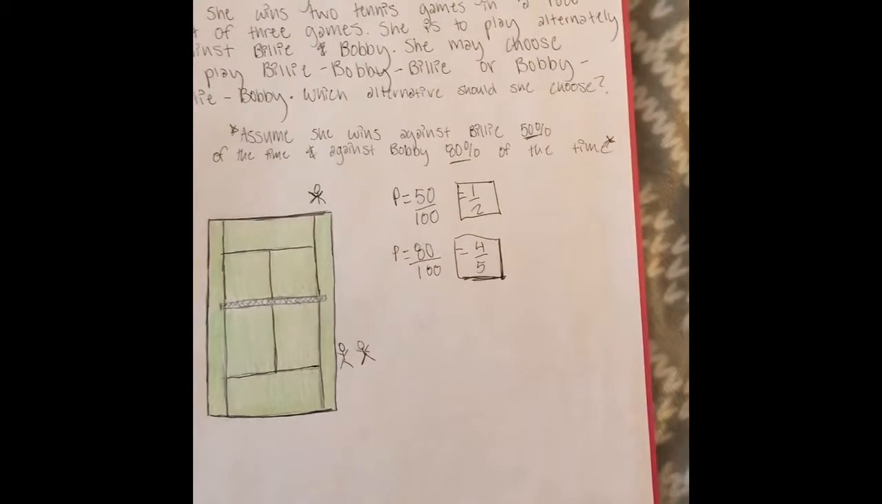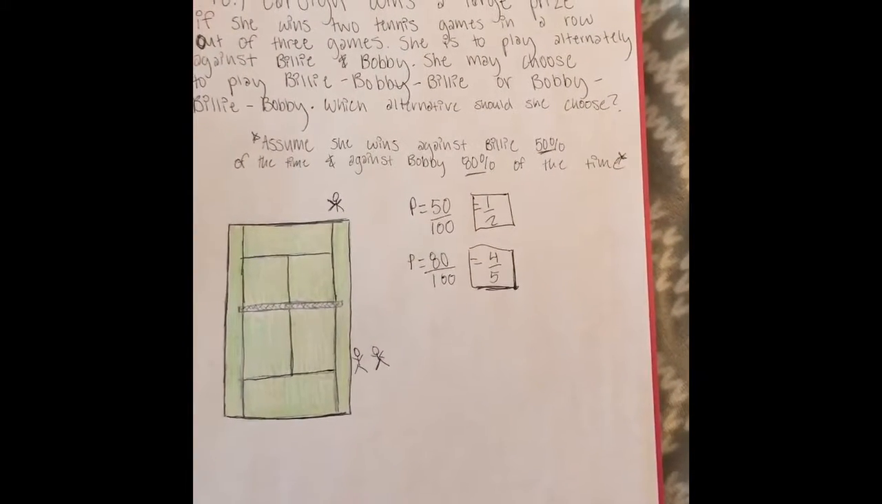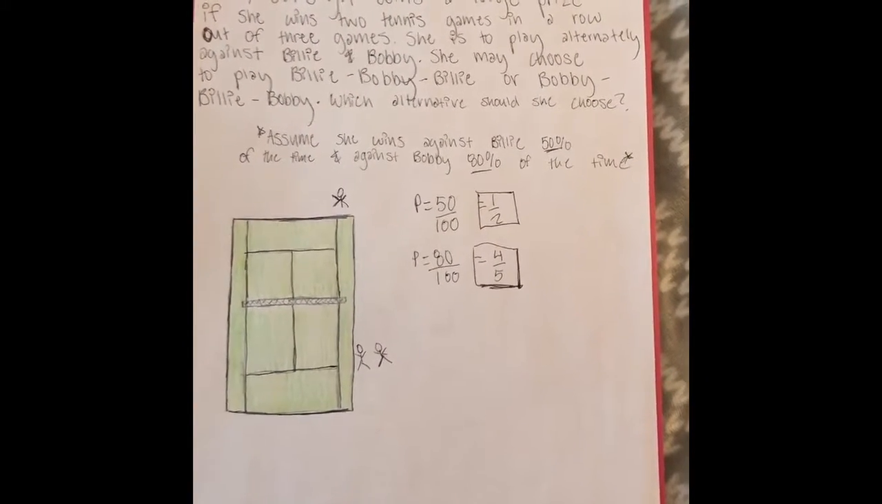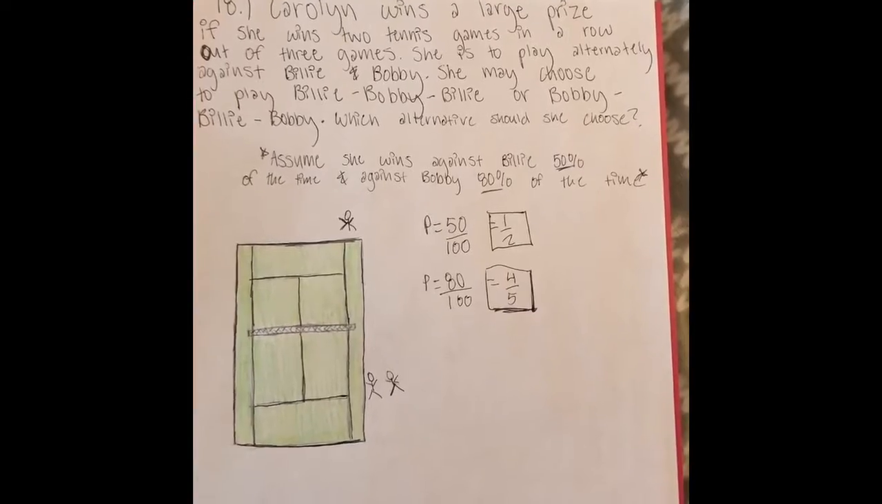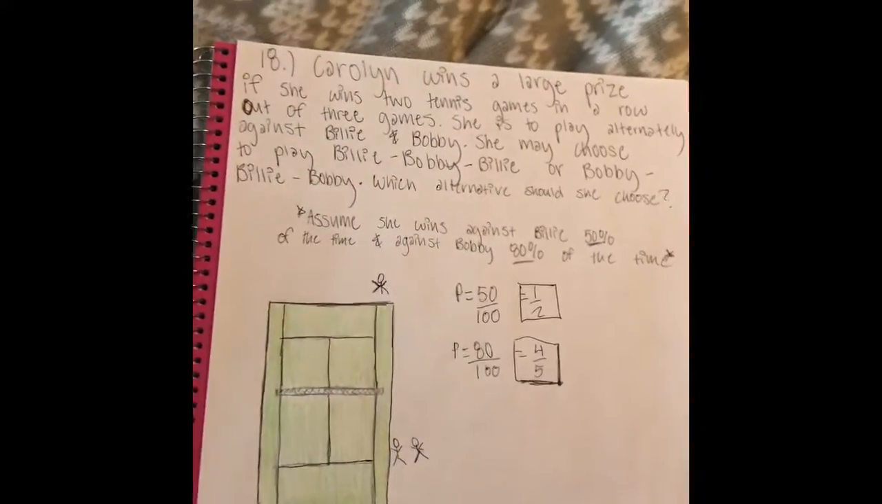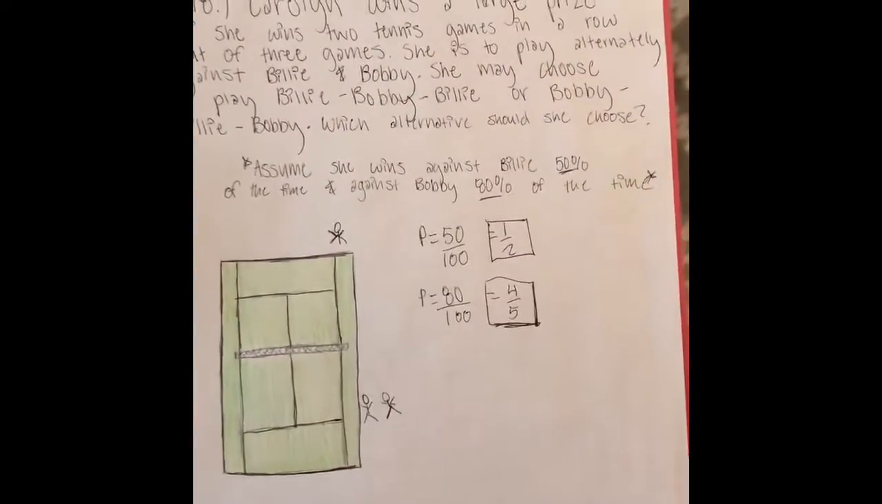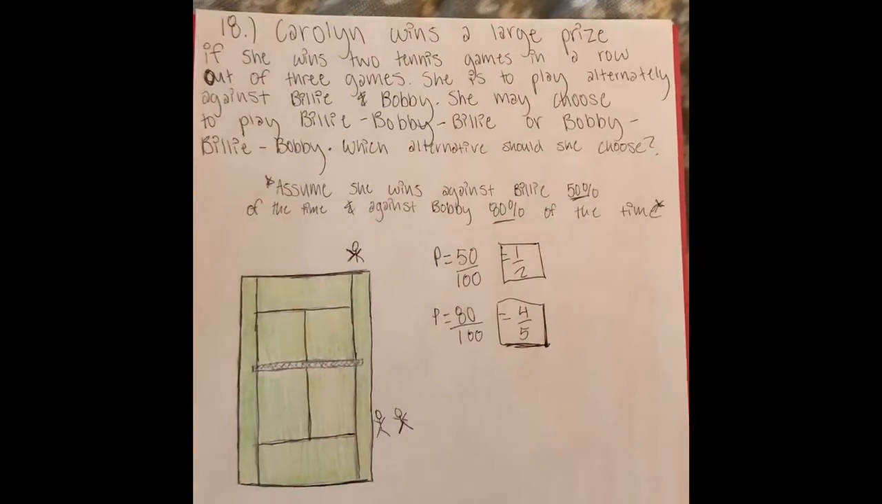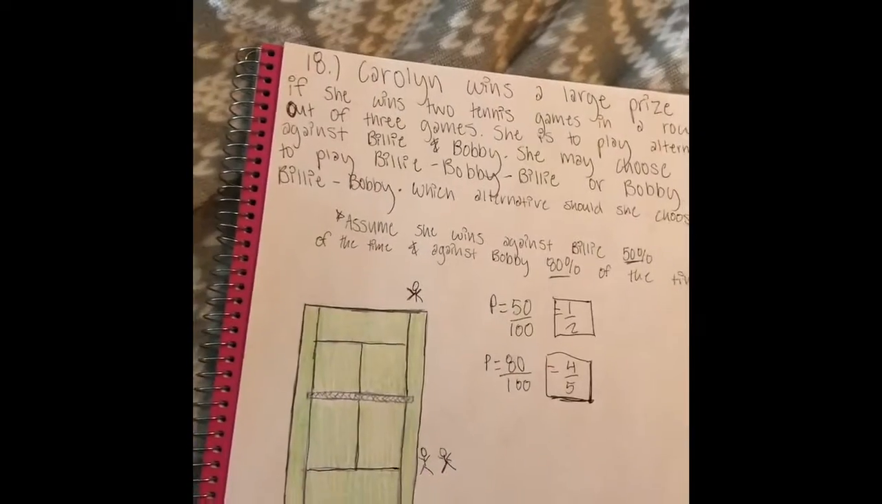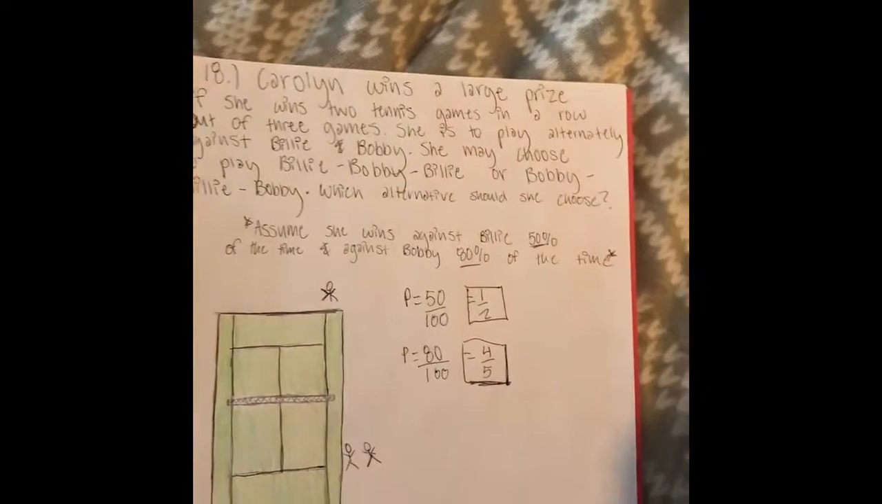Okay, so after finding the probability of her winning against both Billy and Bobby, one might ask, okay, well, where do I go from here? So then we would look at what the question is asking. So essentially, we're trying to find out which alternative Carolyn should use. So it says she is to play alternately against Billy and Bobby, and here it shows us these orders.